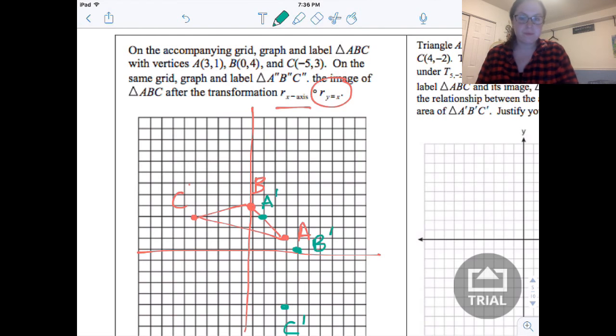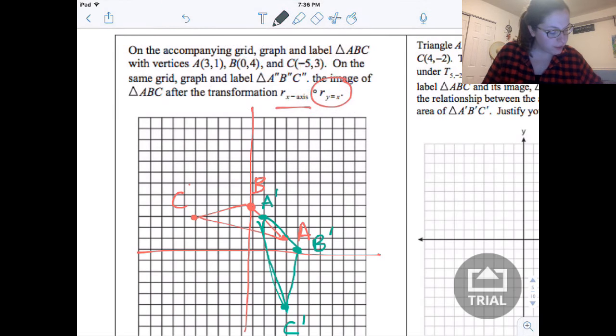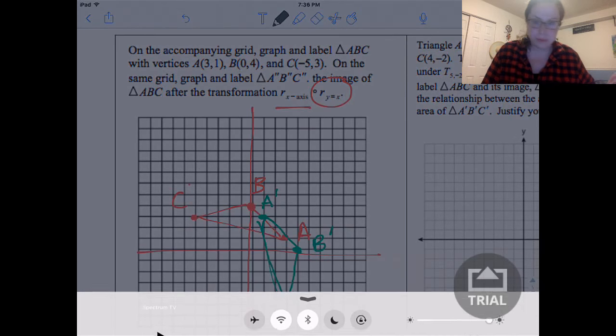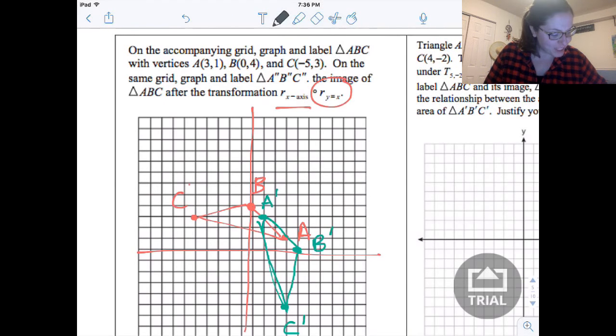And this is going to be what your image looks like. Okay? It should look like it got reflected over the line y equals x, which goes from the top down, like that. It goes through (0, 0) with a slope of 1. So it should look flipped over that.